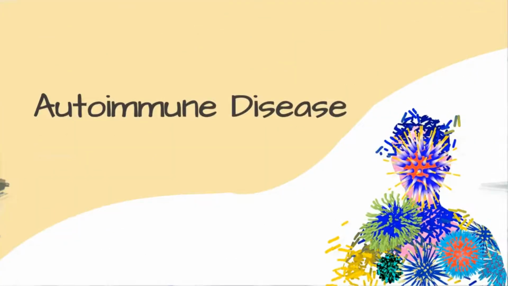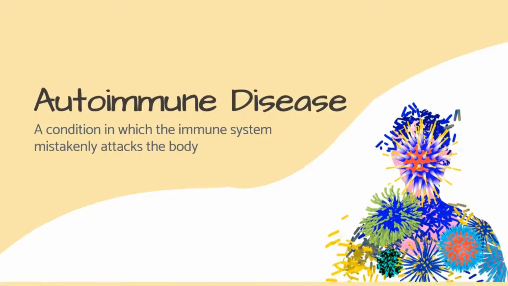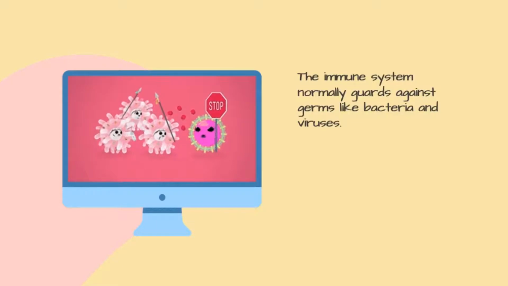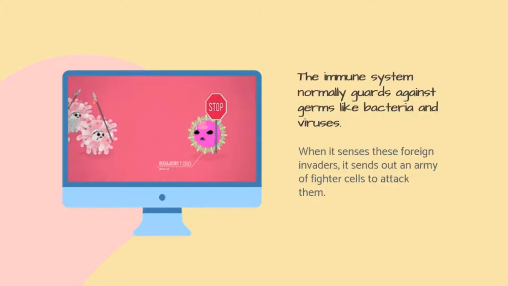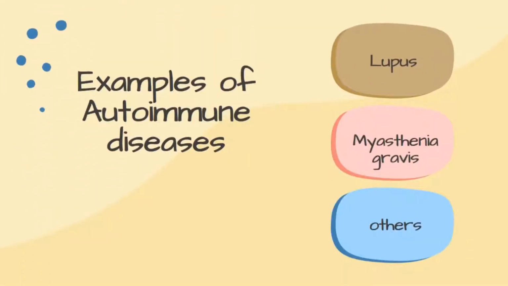Autoimmune disease is a condition in which the immune system mistakenly attacks the body. The immune system normally guards against germs like bacteria and viruses. When it senses these foreign invaders, it sends out an army of fighter cells to attack them. Examples of autoimmune diseases are lupus, myasthenia gravis and others.